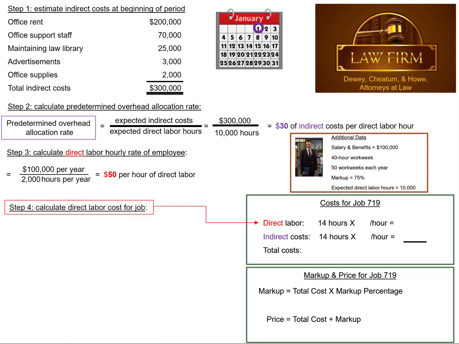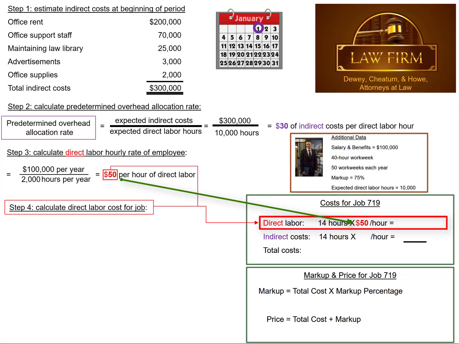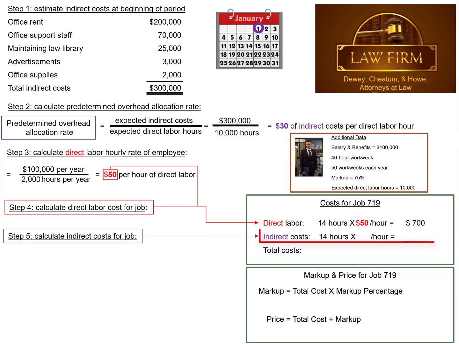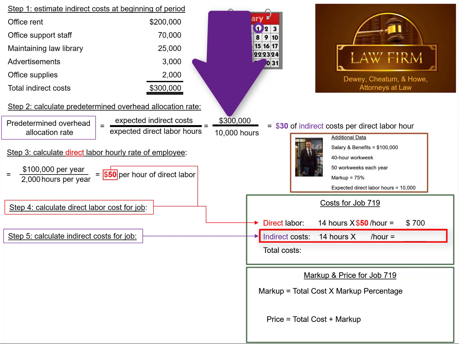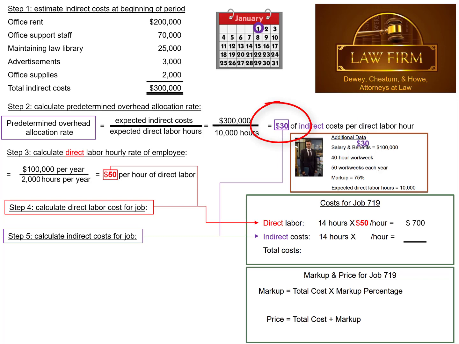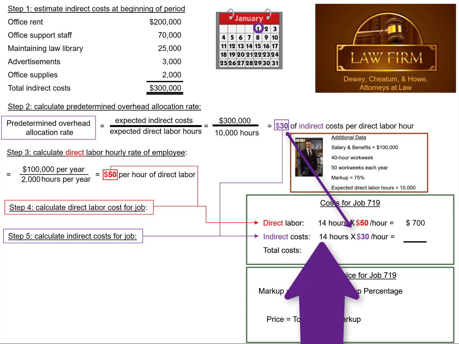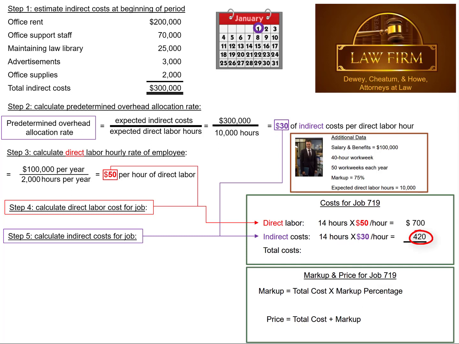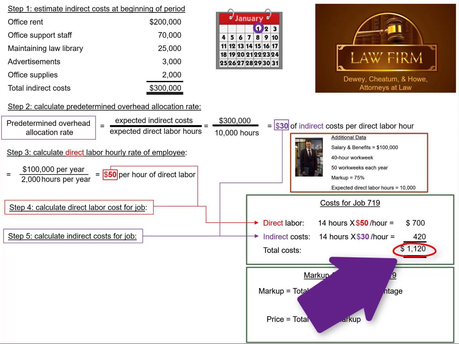The next step is to calculate the total direct labor cost for job 719. To do so, we simply take the $50 per hour of direct labor rate, multiply it by the 14 hours it took to complete the job, and that gives us $700 of direct labor costs. Then we need to calculate the indirect costs for job 719. Remember, these indirect costs are just the estimated overhead of $300,000 for the year, spread out over an estimated 10,000 direct labor hours, which gave us $30 of overhead, also known as indirect costs per hour of direct labor for that job. So we take the 14 hours it took to complete the job, multiply it by the $30 of indirect costs per direct labor hour, and we get $420 of indirect costs, for a total cost of $1,120 for job 719.